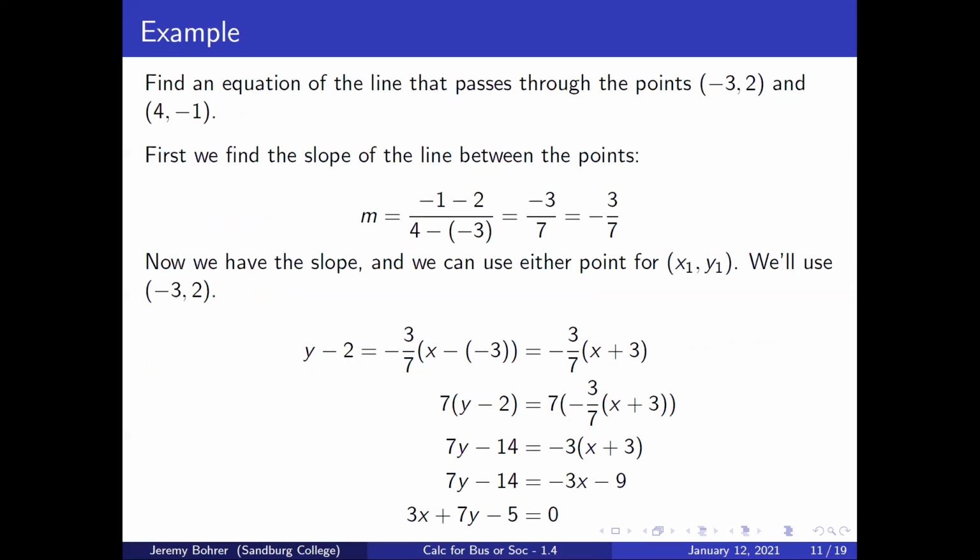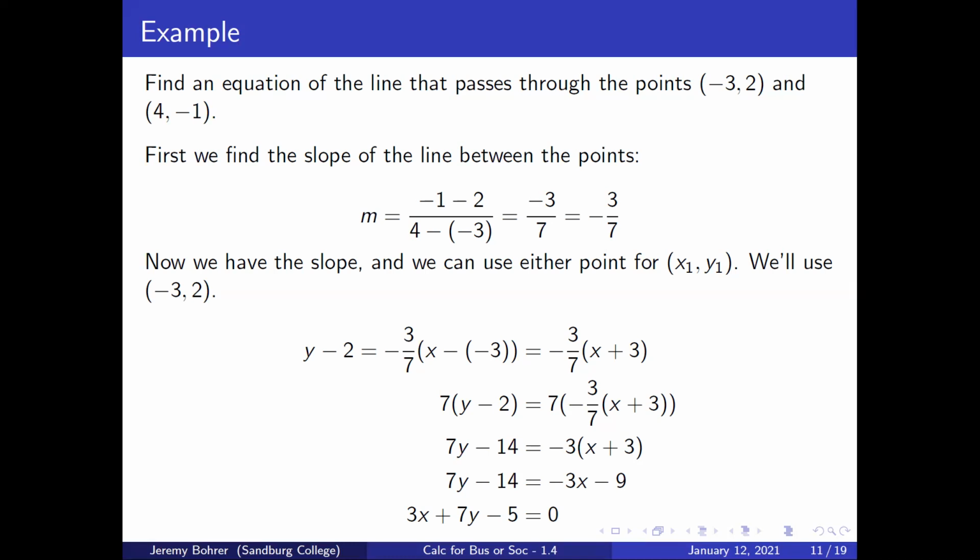We want to find an equation of the line that passes through the points (-3, 2) and (4, -1). First, we're going to find the slope. m equals (-1 - 2) over (4 - (-3)), which is -3 over 7, or -3/7. And now that we have the slope, we can use either point for (x1, y1).